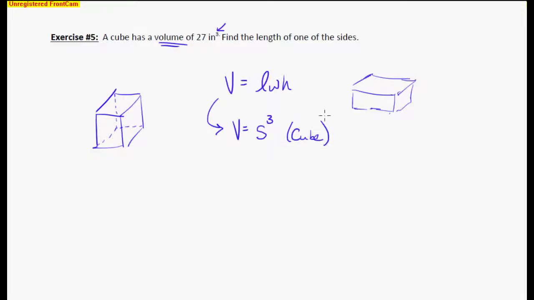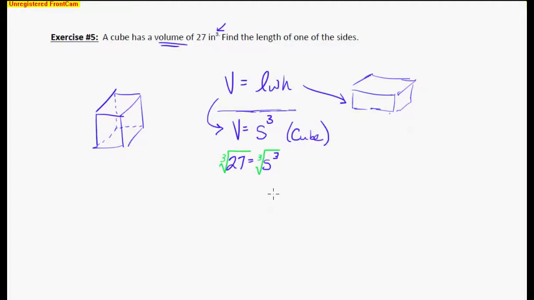We get that formula from the rectangular prism formula. Let's make that arrow better. We're going to use this formula here, and they tell me that the volume is 27, so just plug in 27. 27 inches cubed, and that's just the units, so I'm just going to plug in 27 for now. And to undo that cube, I'm going to cube root.